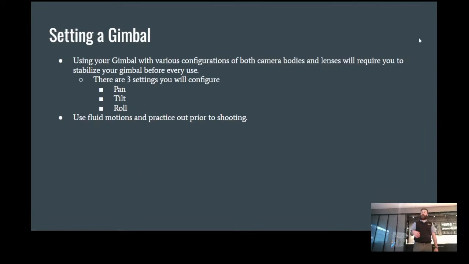And the last thing I'll talk about before we do questions for the remainder of class is setting a gimbal. When you're using a gimbal with various configurations of both camera bodies and lenses, even if you're not, you're going to need to stabilize the gimbal every single time. And the three main functions that you'll have to configure are the pan, the tilt, and the roll.